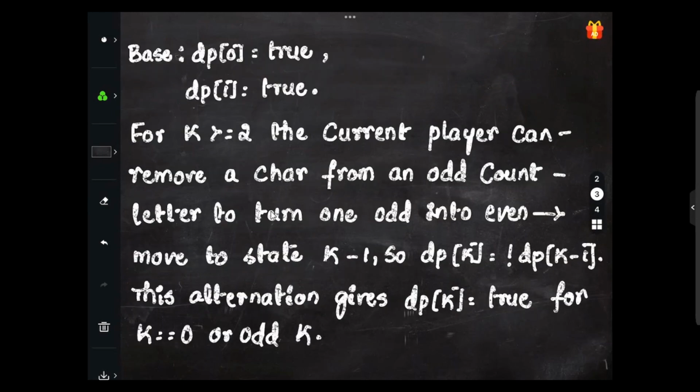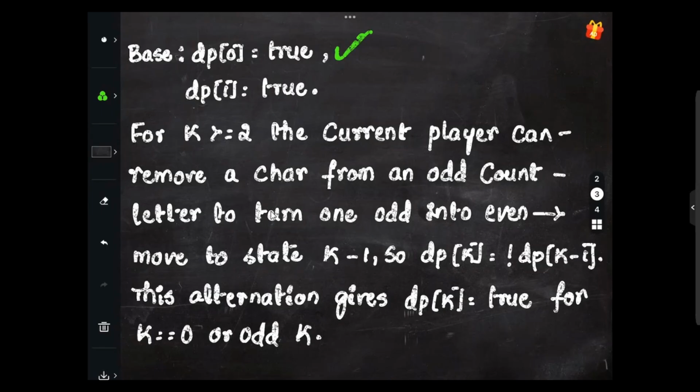Let's move on with the next part, the base case. dp of 0 is true, and dp of 1 is true. So we set dp of 0 equal to true and dp of 1 equal to true, basically.